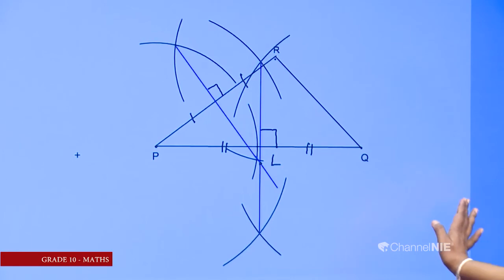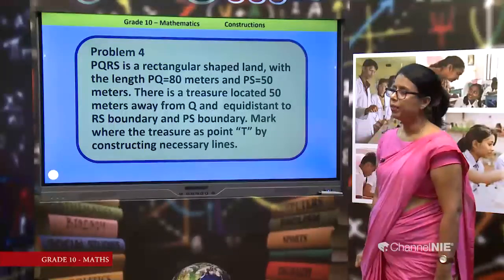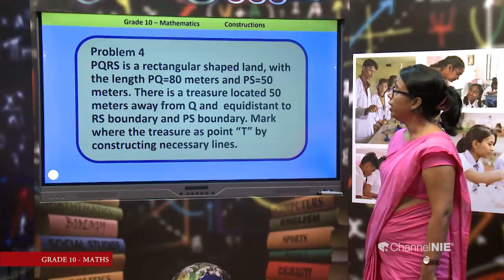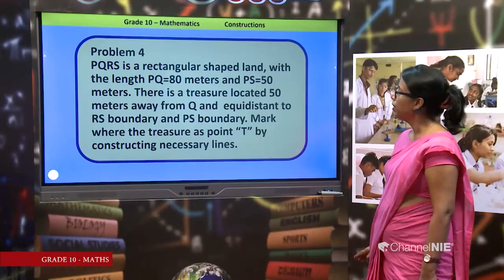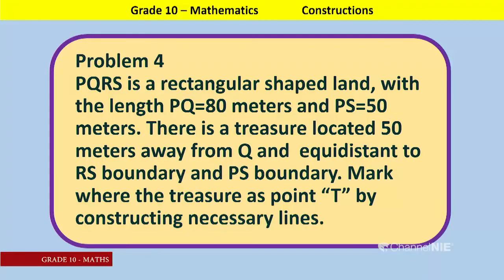Right. Let's go to the 4th problem. PQRS is a rectangular shaped land with the length PQ 80 meters and PS 50 meters. There is a treasure located 50 meters away from Q and equidistant to the RS boundary and PS boundary. Mark where the treasure is as point T by constructing necessary lines.